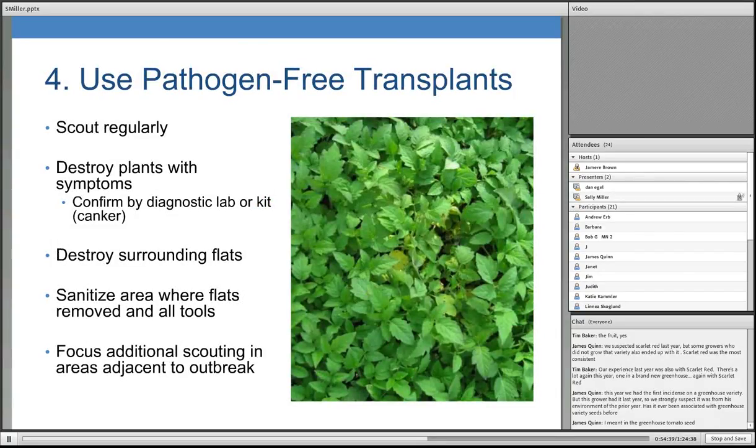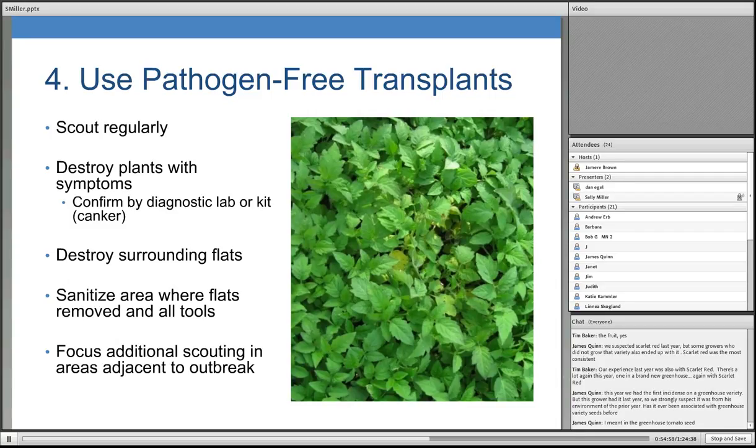So what should growers be doing? First, despite the fact that we said they're hard to see, they should be scouted regularly for bacterial canker, spot, speck, or any other problems in the field. Plants that have the symptoms should be destroyed.